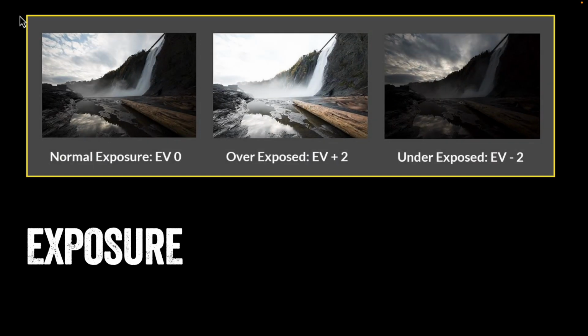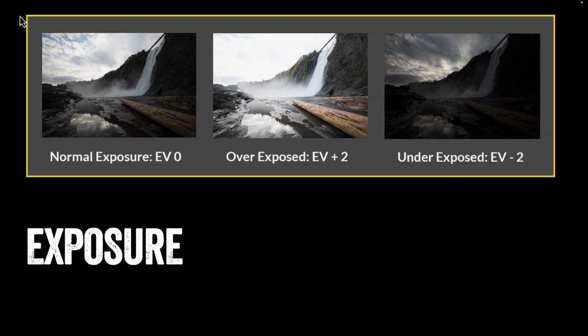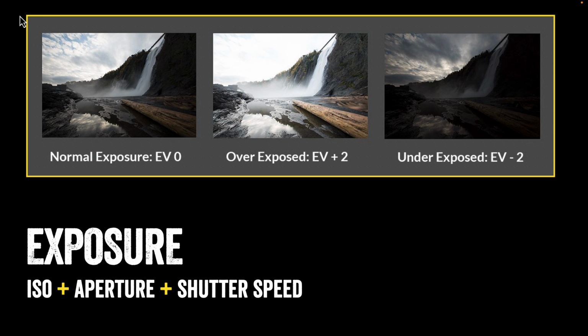Let's start by defining what exposure is. Exposure is the amount of light which reaches your camera's sensor or film. The three settings that control this are the ISO, the aperture, and the shutter speed.